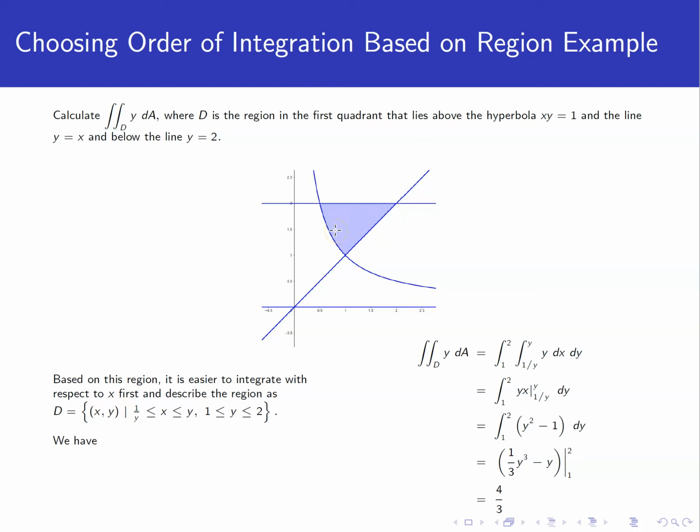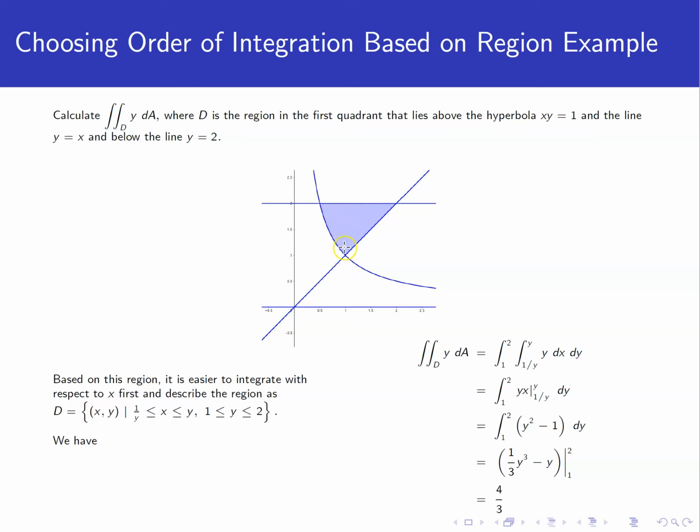Okay, so let's notice what's more difficult with integrating with respect to y first versus x. If I integrate with respect to y first, we hold x constant. So I'm looking at bounding curves for my y direction. Well, notice on this left-hand side of the region, my lower bounding curve is the hyperbola, and my upper bounding curve is y equals 2.